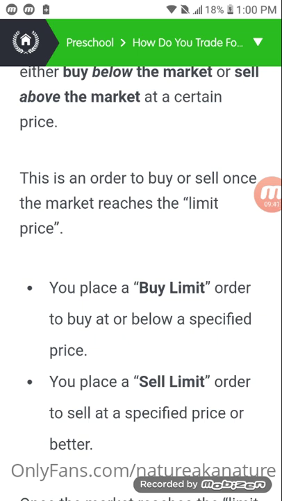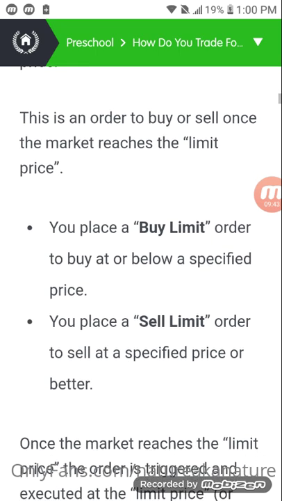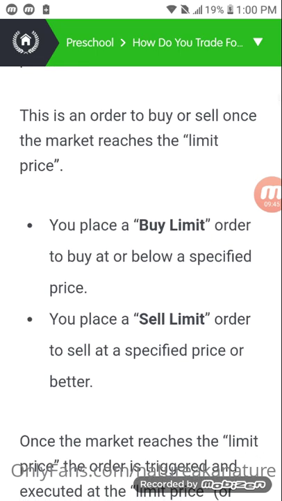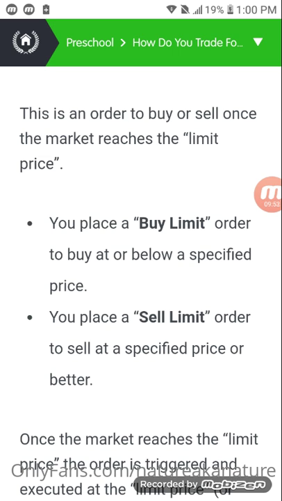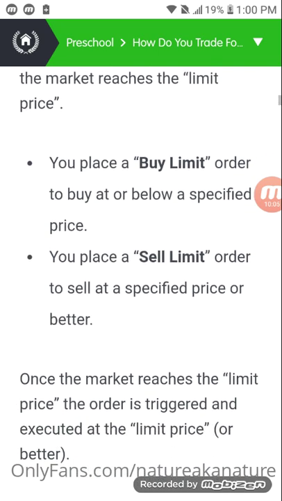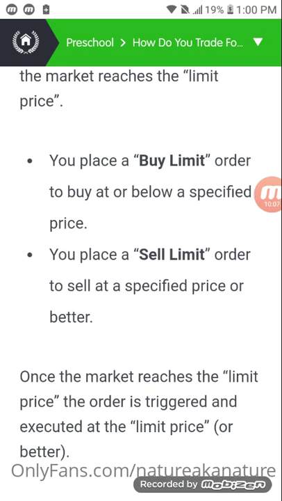Okay, so we'll explain that again. Remember, on a buy, you're going to buy below. If you wanted to buy, you buy below. You buy near the support. You buy at the bottom. Price rises to the top, and then you get all the profit. If you wanted to sell, you sell at the top. Price drops down, and then you get all the profit that way. So this is how a buy limit order is placed below a specific price, and the sell limit order is placed above a specific price or better.